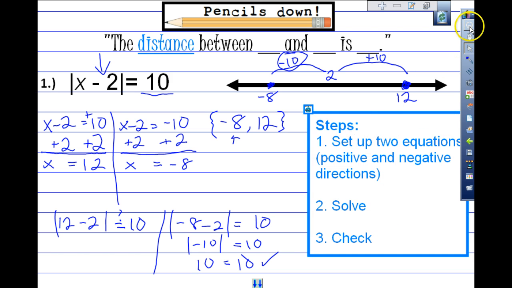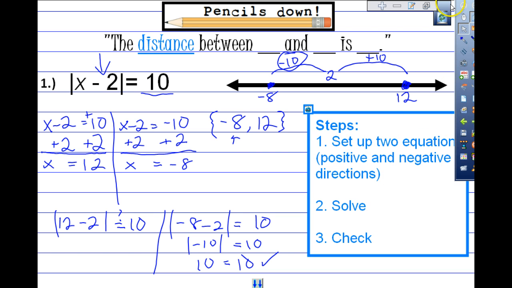Some people like all the directions in words. Here's what we just did in words. We set up the two equations, one to the positive side, plus 10, one to the negative side, minus 10. Notice how we did not change the center. The center doesn't move. So they're both x minus 2. Some will say, well, I thought absolute value makes positive negatives into positives. Well, not where we're starting from, just the directions we're going.